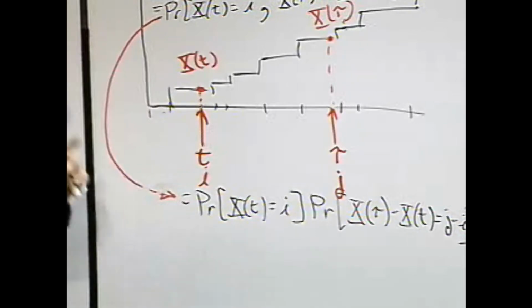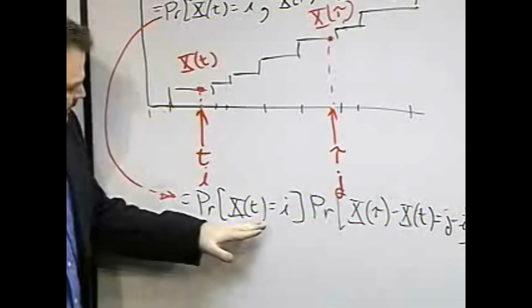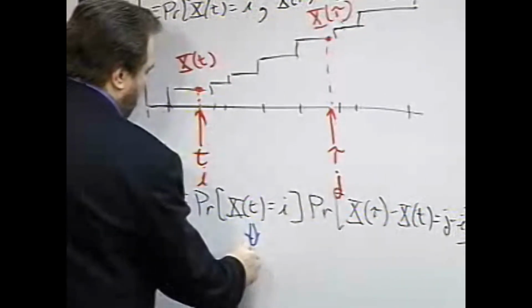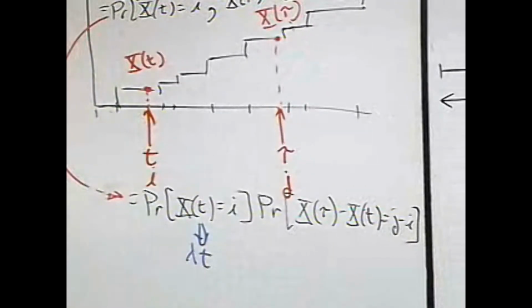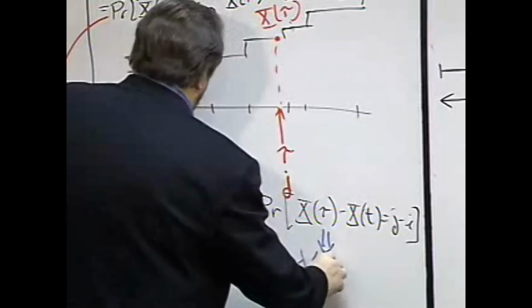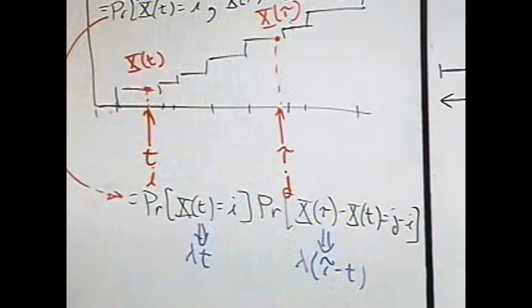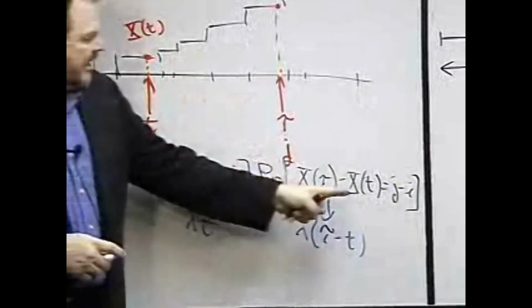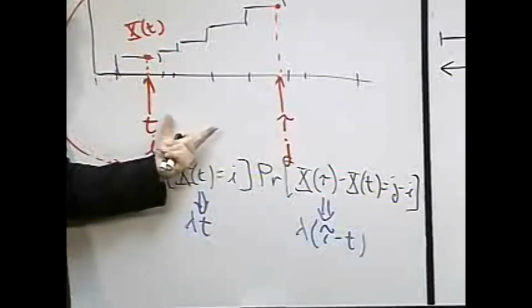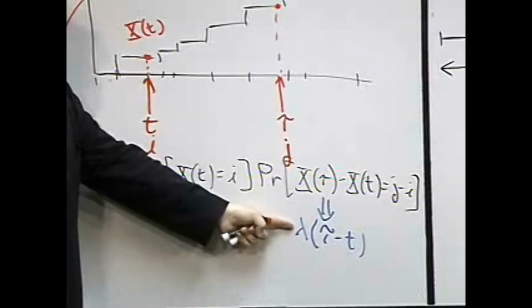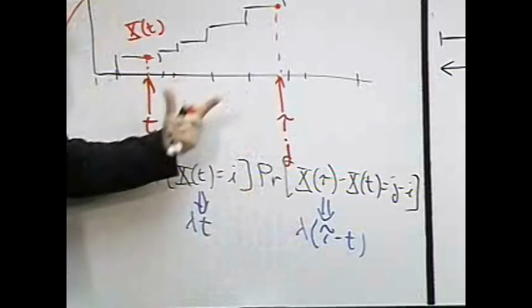So we have this, and this is kind of exciting because this is a Poisson process with a parameter lambda t, because lambda we're assuming is a given parameter of the process. And this is a Poisson process with a parameter of lambda times tau minus t, because the interval is tau minus t. So the probability of getting exactly j minus I points in here is equal to a Poisson process with a value equal to lambda times the total interval.